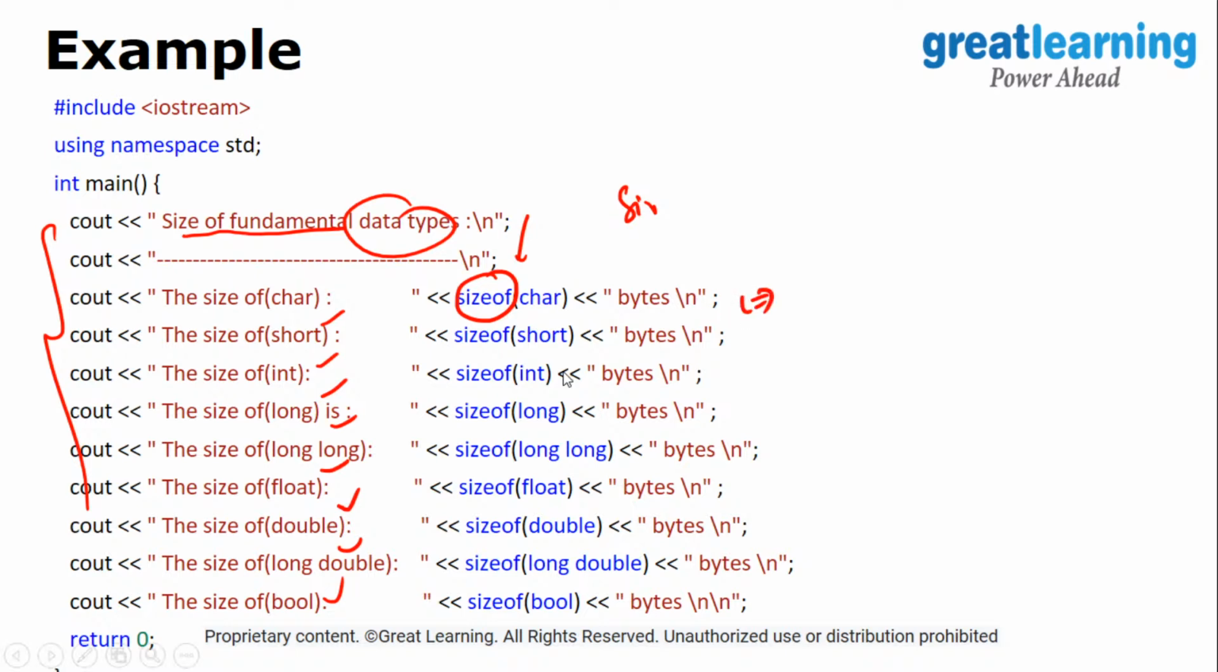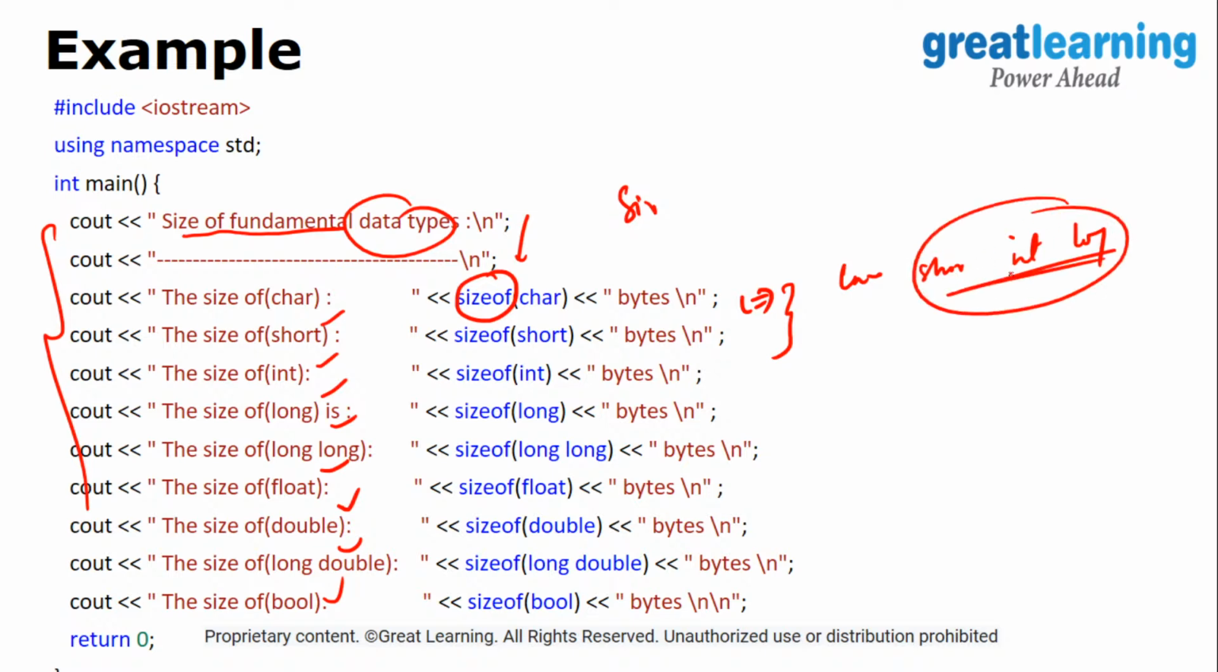Can anyone tell me? Okay, great. So quickly just write in the chat one by one, or you can just club these three together. What is the size of char in bytes? What is the size of short? And what is the size of int? And then long. Okay, quickly these things can be clubbed together.